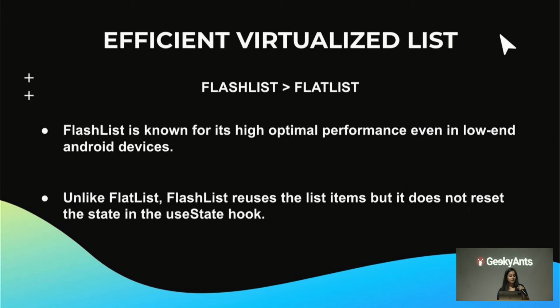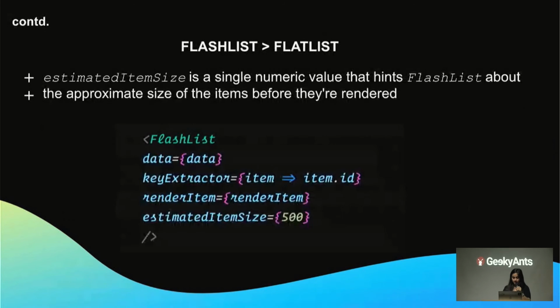It is because it is known for its optimal performance in even low-end Android applications. And unlike flat list, flash list uses the list items, but it does not reset the state in the useState hook. Now we had recently discussed how useState affects our performance, our application, our components re-rendering. This would help us avoid that.